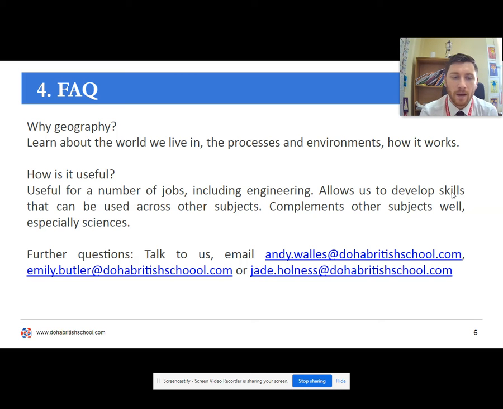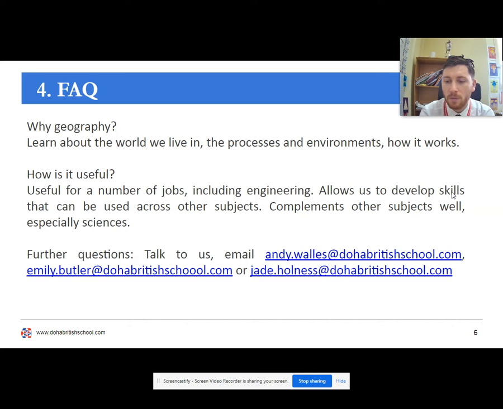Geography lends itself to a load of jobs, including things like engineering, meteorology, GIS and digital mapping, all of that kind of stuff, town planning, links in nicely to certain topics in geography. As well as just the geography, we also develop and really help you with your skills that can be used across other subjects, such as being analytical, forming an opinion, justifying any opinions that you may come to yourself.